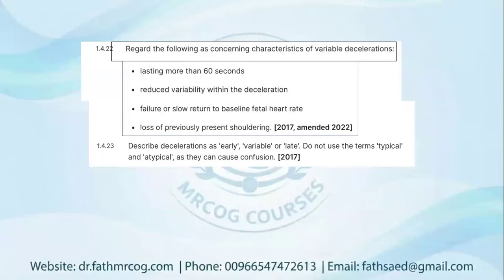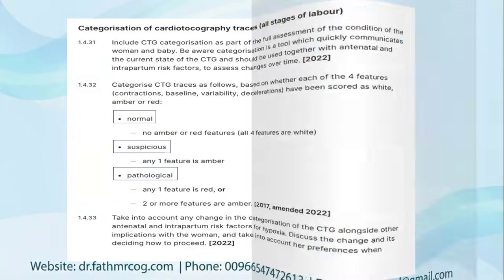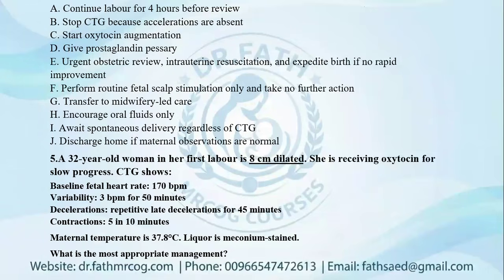And we have this deceleration. In the variable deceleration, remember the concerning characteristics, because in the exam sometimes they will give you a tracing like the previous one, and they will tell you in the scenario how long the tracing lasted. Sometimes they will tell you 30 minutes, 40 minutes, 50 minutes, and after that you can address the question and answer. It will be a concerning feature if lasting more than 60 seconds, or reduced variability within the deceleration, or failure or slow return to the baseline, or loss of previously present shouldering. Before I had shouldering, now the CTG has become worse. For this reason, I need to consider it. After that, your categorization for the CTG: we have normal, suspicious, pathological, and you know how to treat the patient if she has an abnormal CTG.